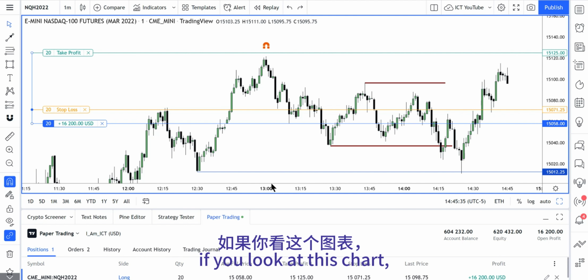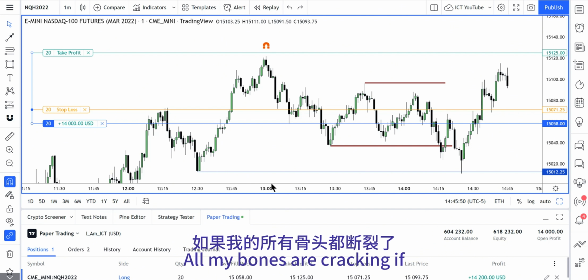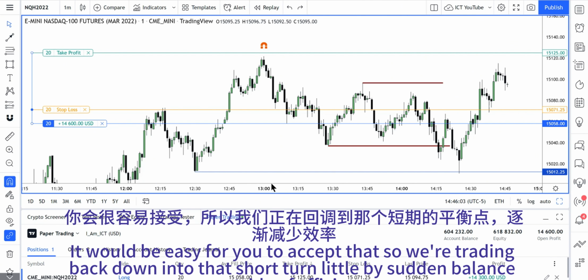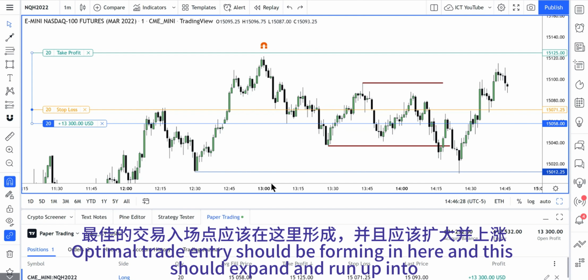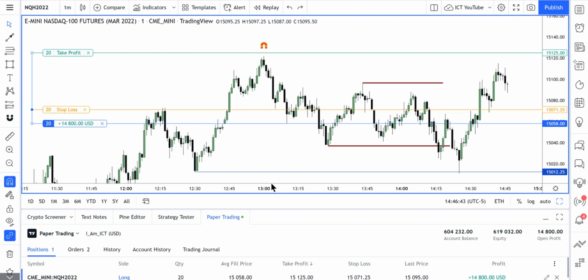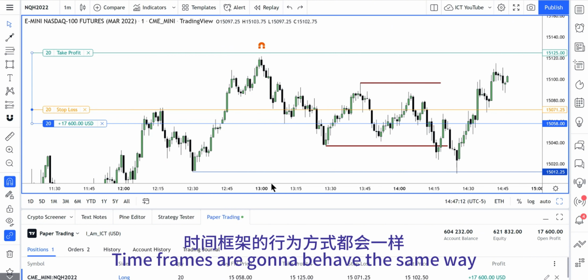In the framework here, if you look at this chart, if I didn't tell you it was a 1 minute chart, and I told you this was like a 5 minute chart, it would be easy for you to accept that. So we're trading back down into that short-term little buy-side imbalance, sell-side inefficiency. Optimal trade entry should be forming in here, and this should expand and run up into my limit order. But this looks exactly like any other time frame. It could be just as easily viewed as a daily chart, an hourly chart, a weekly chart. All these time frames are going to behave the same way. Price is going to still deliver the same way.